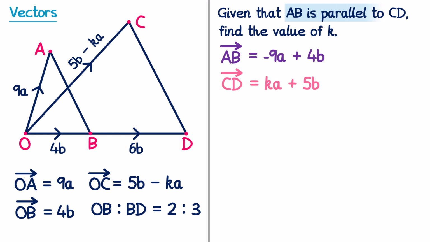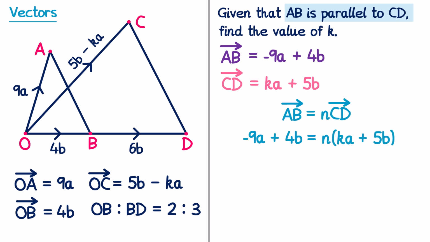Remember in the question it said that these two vectors were parallel. We know that if two vectors are parallel, one of them is a multiple of the other. Now since we don't know what the multiple is in this one, we're just going to call it n. So we could say that AB is n lots of CD, where n is some multiple that we don't know at the moment. So let's write in the vectors, AB is negative 9a plus 4b, and this equals n lots of CD, which is ka plus 5b. If we keep the left-hand side the same, but expand the right-hand side, we do n times ka, which is nka, and n times 5b, which is 5nb.